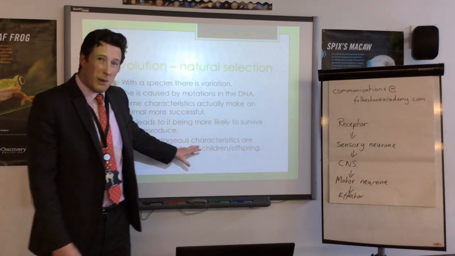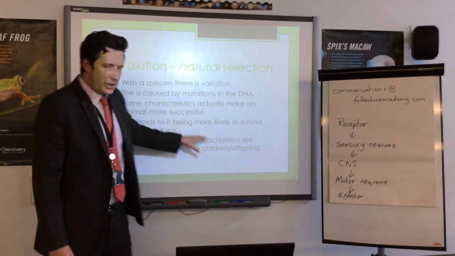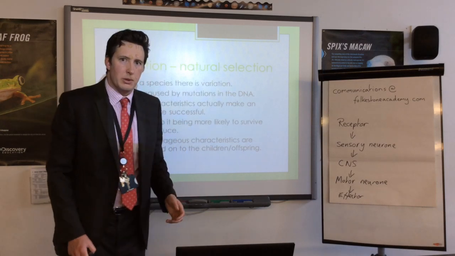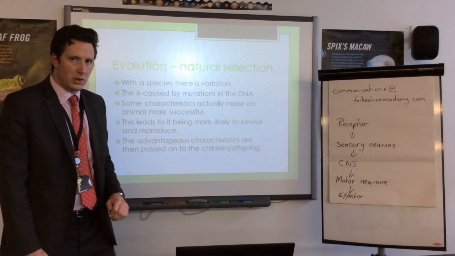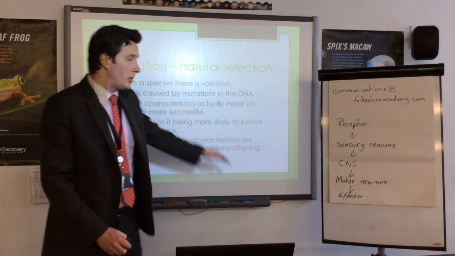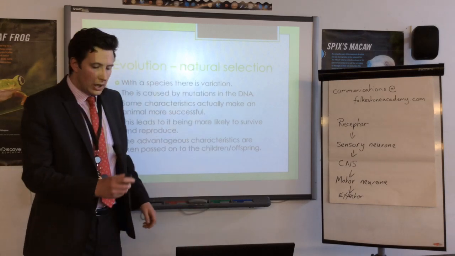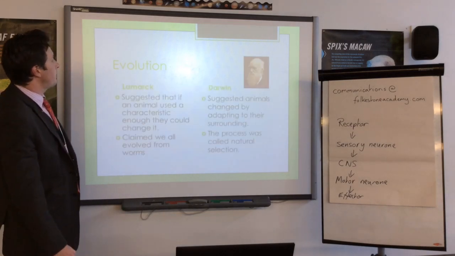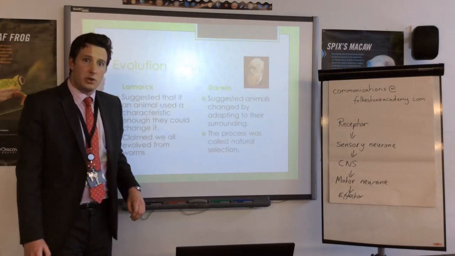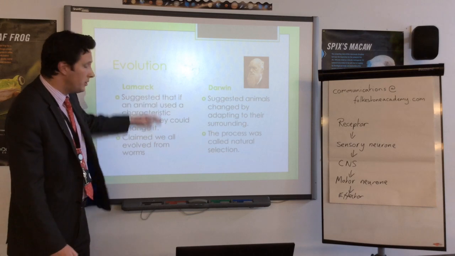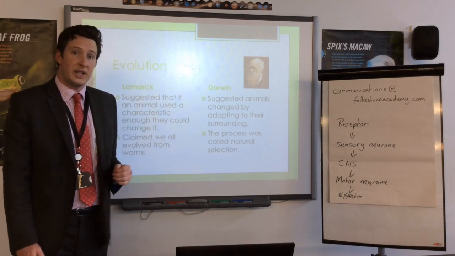They talk about this a bit in B2. Generally, when it's in B2, you have to talk about what's called speciation, but that doesn't come up so much in B1, so I'm just going to leave it out for now. You still need to be able to describe this process. So you don't need to be able to describe it in detail, you just need to say that if an organism uses a characteristic enough, it will change that characteristic.